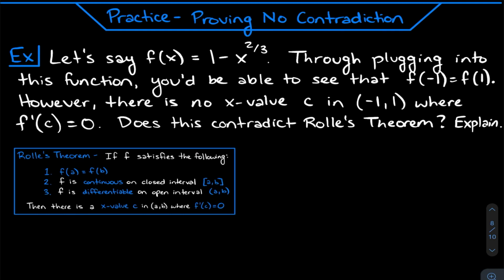Right, so it looks like there's a bit of a problem here, right? The derivative isn't 0 on this interval. And so we know that the endpoints work, right? The first condition works, we're given that. But for some reason, this conclusion doesn't work here, right? And so we're asked, well, does it contradict Rolle's theorem? And so we have to explain about that.